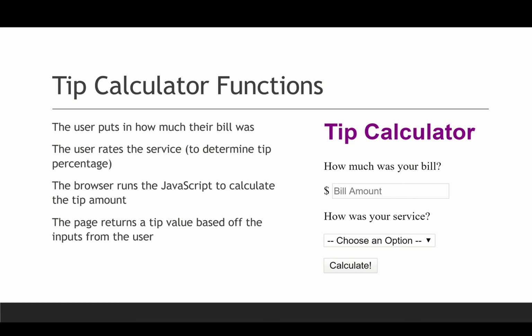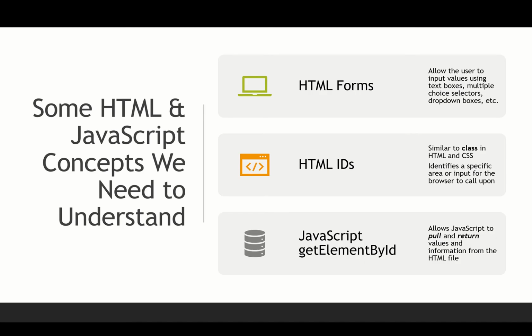So what this is going to do is allow us to create a form and then pull information from that form and calculate some values off of it using JavaScript. So this is going to use all three coding types of HTML, CSS, and JavaScript. Some things we need to know and understand are how to create HTML forms, which allow users to input values via text boxes, multiple choices, drop-down boxes, buttons, all those kinds of things.